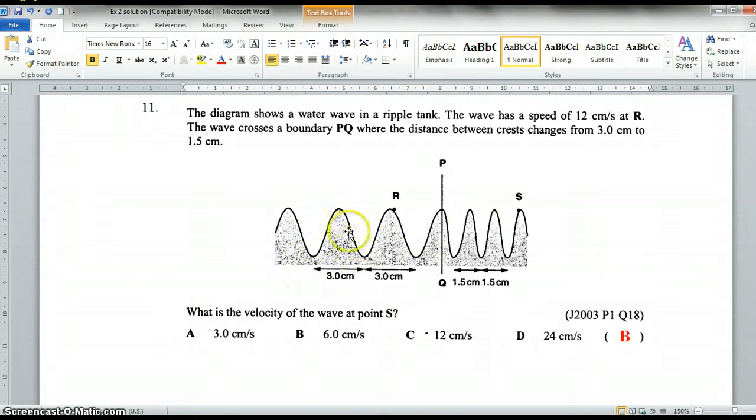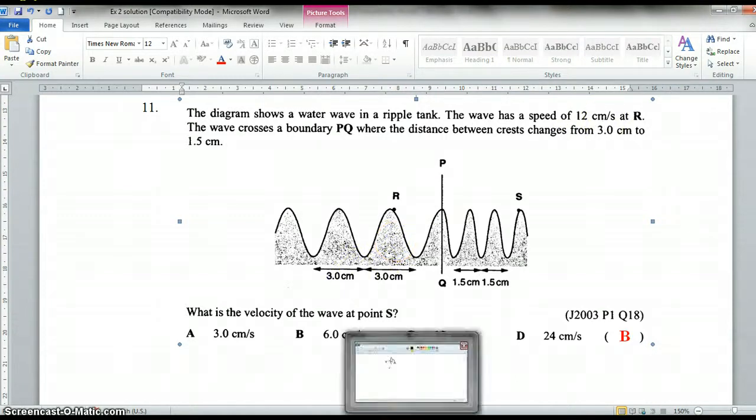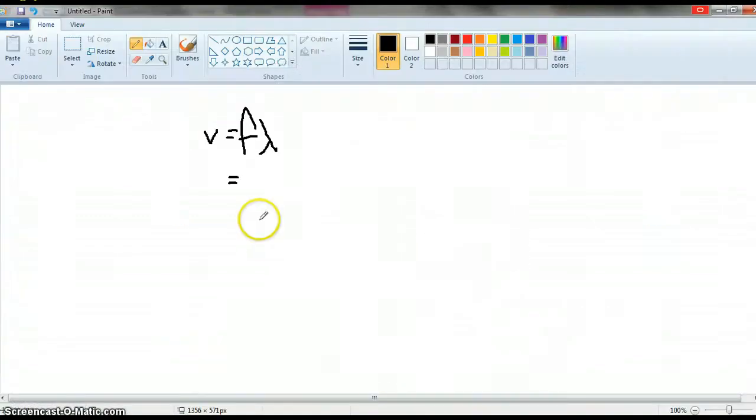The wavelength is 3 cm. The speed is 12 cm per second. With that wavelength and speed, we can calculate the frequency. Frequency is v over wavelength. The speed is 12, right? The wavelength is 3, right? So, frequency is 4 Hz.